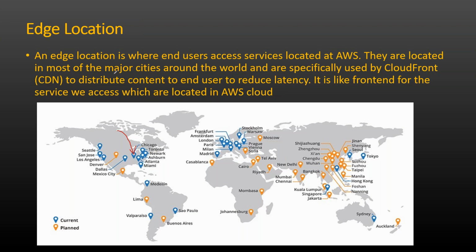They're located in most of the major cities around the world and are specially used by CloudFront. CloudFront is an Amazon service which helps in distributing content to end users to reduce latency. It is like a front end for services we can access which are located in the AWS cloud. Got it?